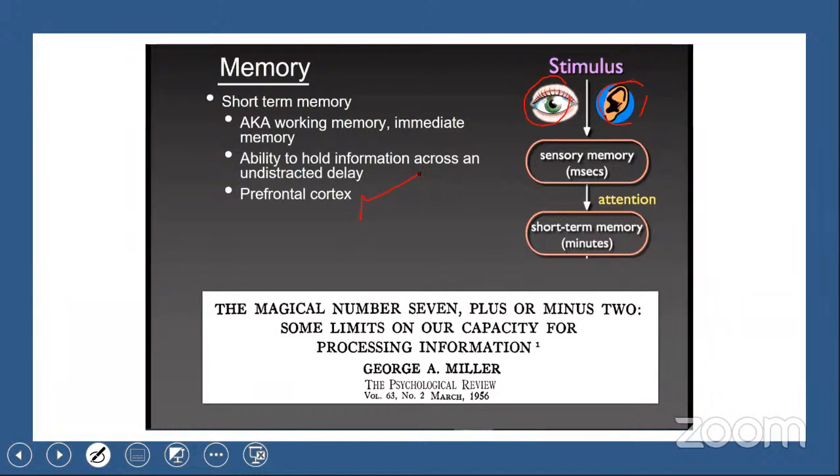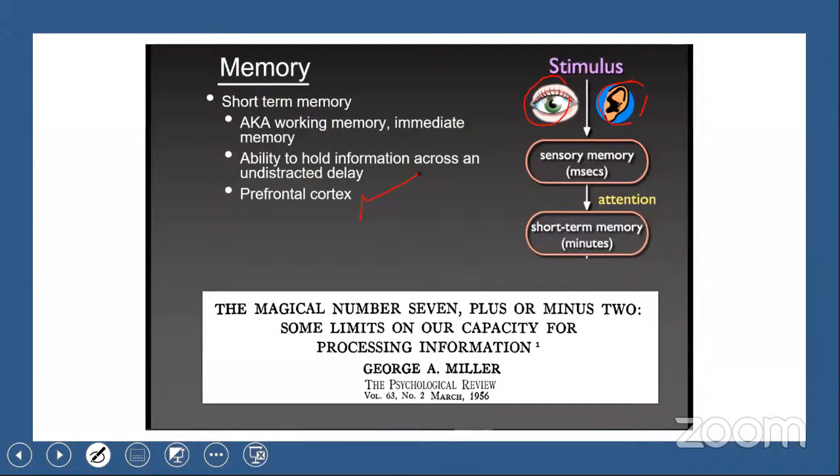The magical number 7 plus or minus 2 shows some limits on our capacity for processing information. That means if you are asked to dial a telephone number, you can remember either 7 to 9 numbers or 5 to 9. That means 7 plus or minus 2 items only you can keep in the phonological loop of working memory, and you use that memory, perform the task and forget about it. You are not encoding, you are not trying to retrieve it, so it won't get encoded.